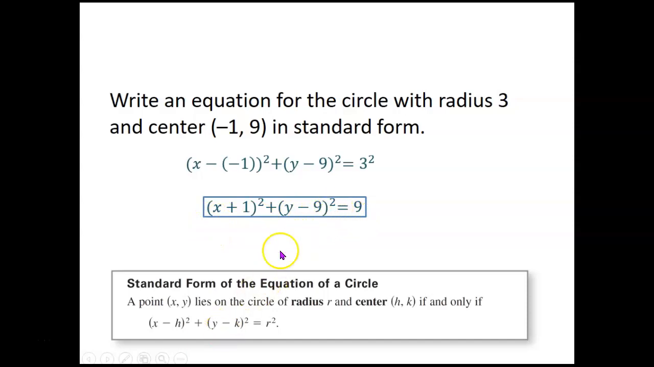Notice it is in this form. And if you do see a plus instead of a minus, that just means you're dealing with a negative coordinate. Plus a positive is equivalent to minus a negative. So if you have x plus something, that's like x minus h, where h is a negative number.